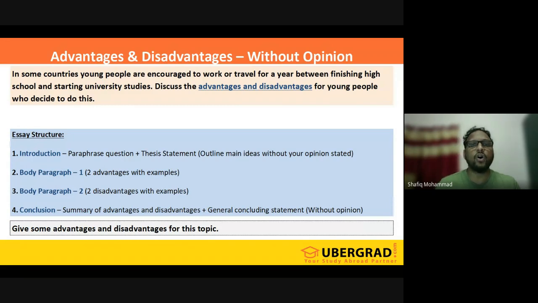So it is not giving you a chance to take a side. You're not going to take any side. That means it is without opinion. He's asking you to discuss both the advantages and disadvantages, so there is no choice of yours. That is the reason it is called without opinion. This question is all about without opinion.